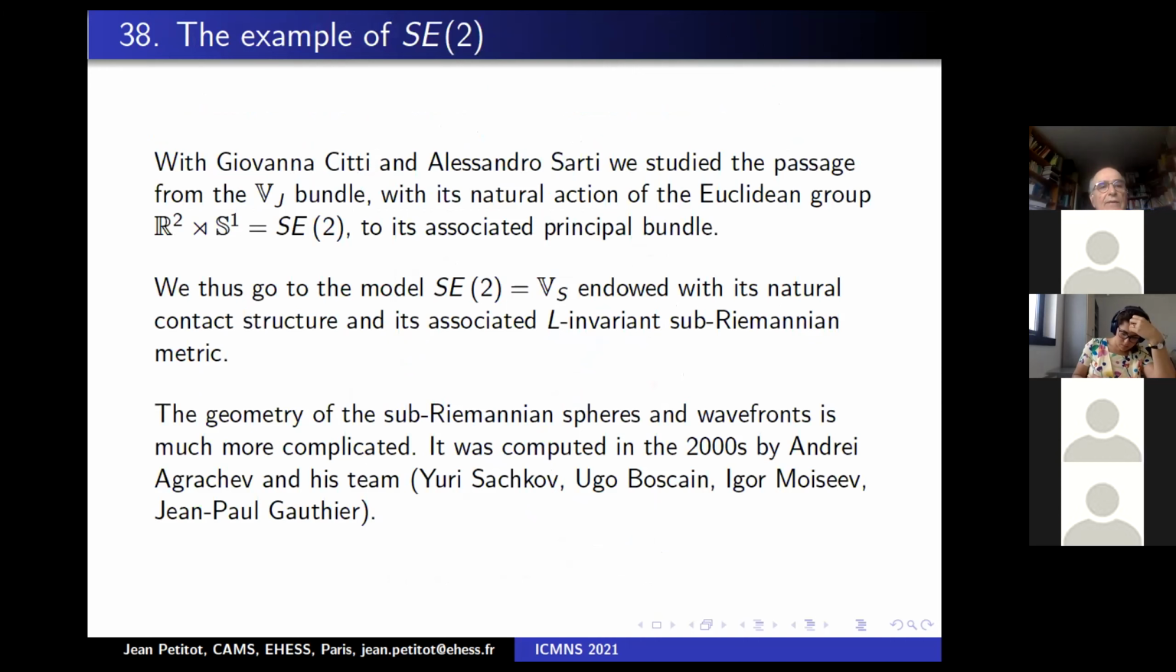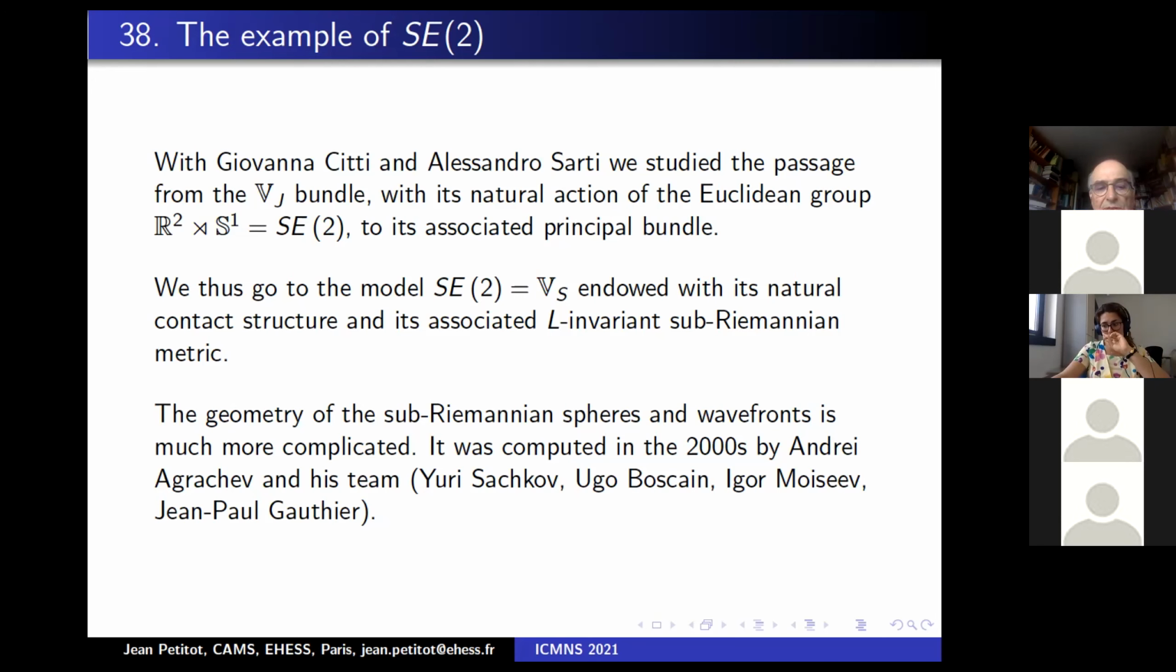And now my last slides are on the geometry of SE2. With Giovanna Citti and Alessandro Sarti, we studied the passage from the VG bundle with its natural action of the Euclidean group, R2 cross S1, to its associated principal bundle. And we thus go to the model I call the VS, equal SE2 endowed with its natural contact structure and its associated left-invariant sub-Riemannian metric.